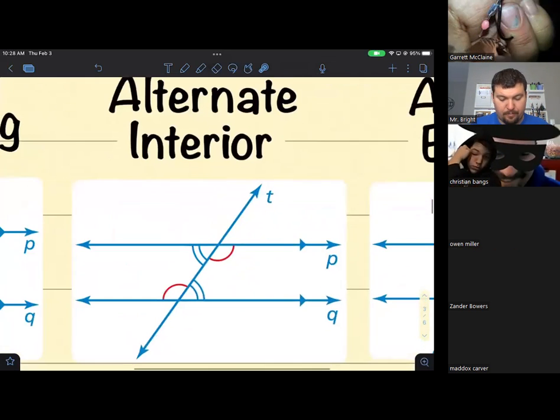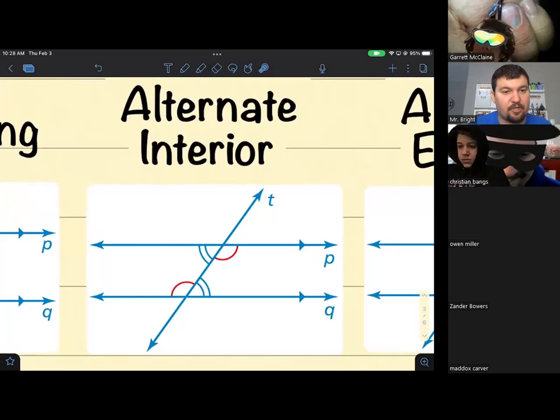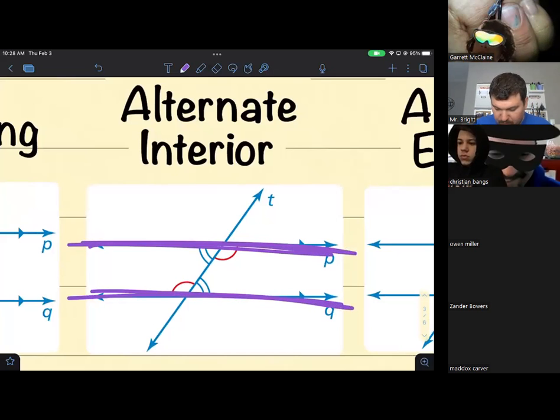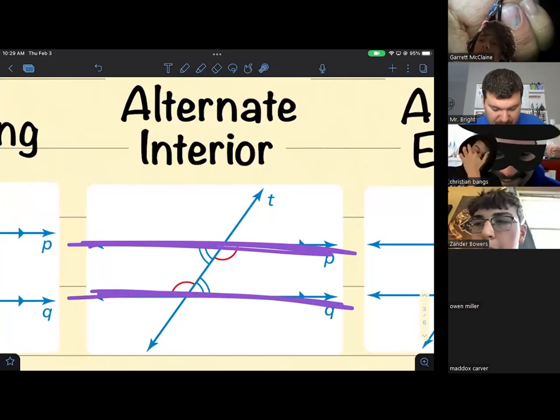Alternate interior. Alternate interior angles are also congruent. So alternate means they're on different sides of the transversal. Think of alternating back and forth, back and forth. And then interior means inside the parallel lines. So here's my parallel lines. So they're inside the parallel lines, and then alternate means on one side and the other side.